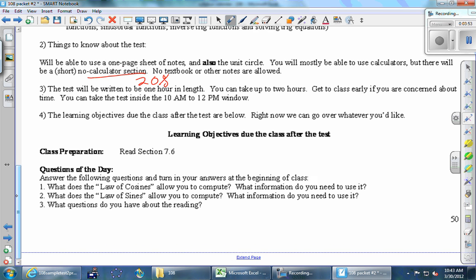Okay, so this stuff is due Wednesday. Our test is Monday. This is due on Wednesday. You're going to read and you're going to answer 3 questions of the day. There's no homework assignment due for Wednesday. Any questions on any of that?